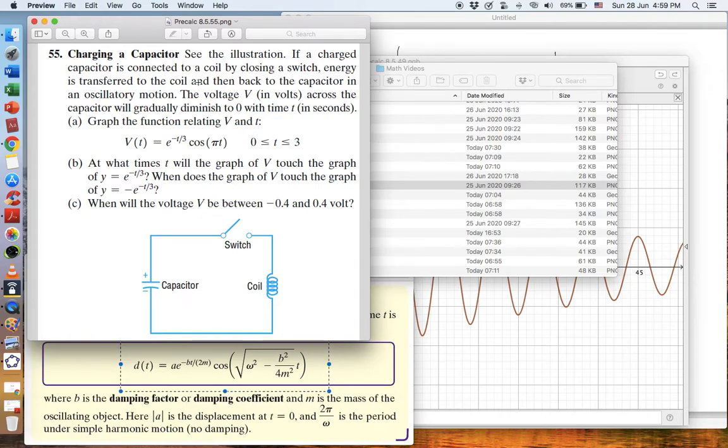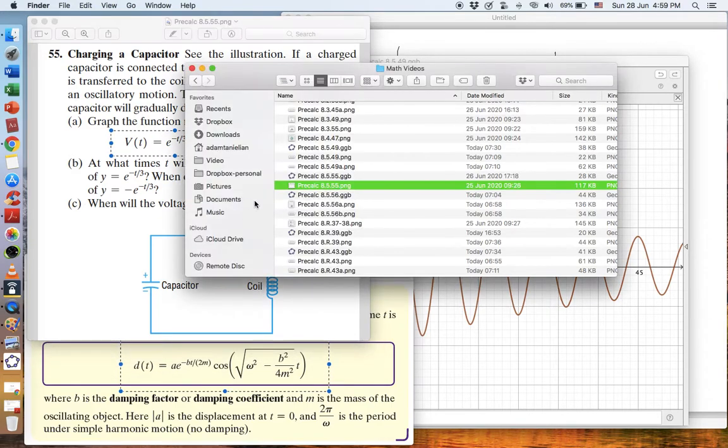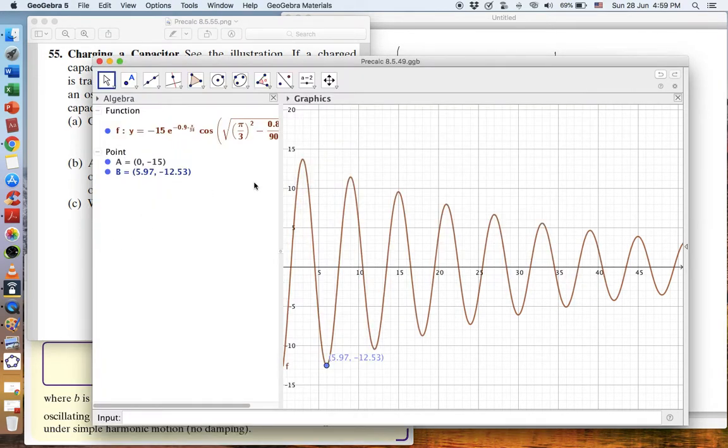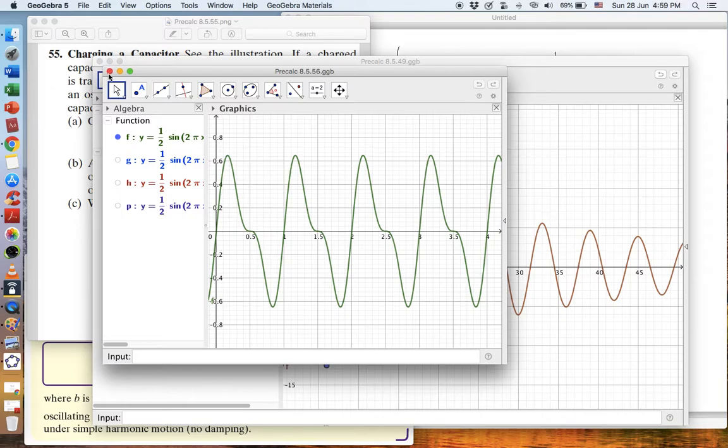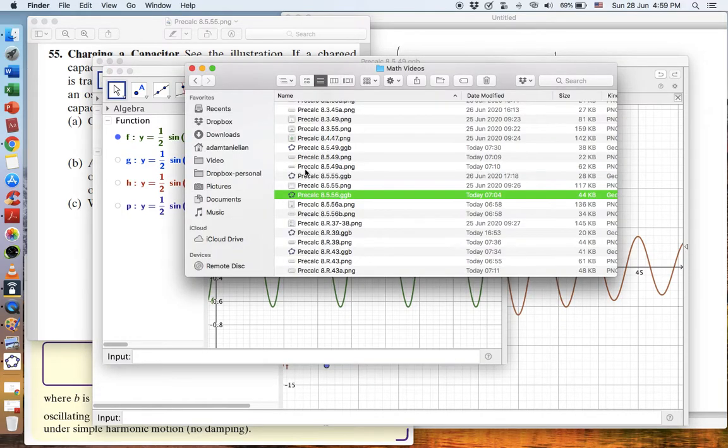We've got charging a capacitor here. We've got a very simple circuit: capacitor, coil, switch. So we've got V in volts across the capacitor, gradually diminishes to 0 with time in seconds, and it's mapped out by the same type of function. Right, that's going to be another damping function. Oops, sorry, that's the sawtooth function.